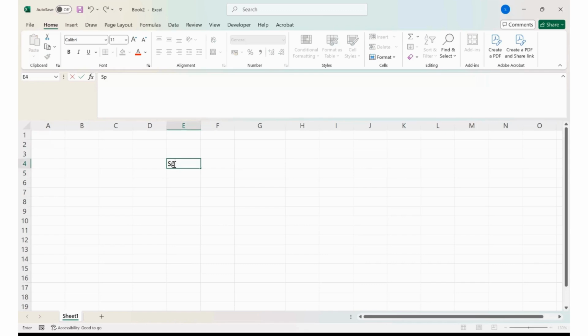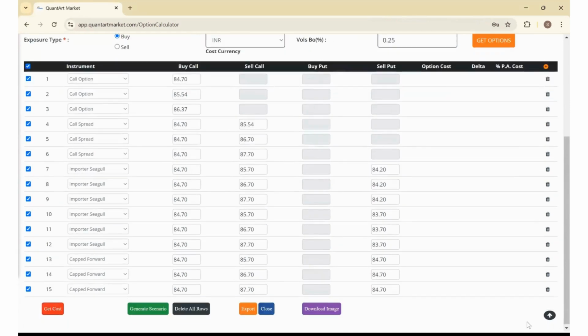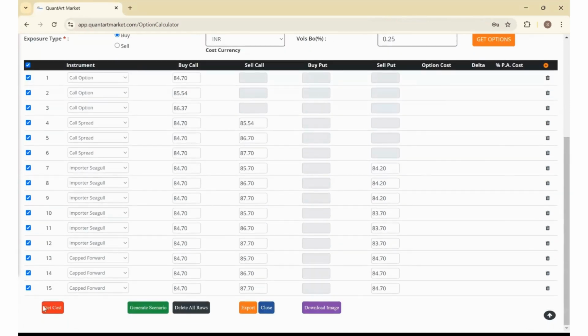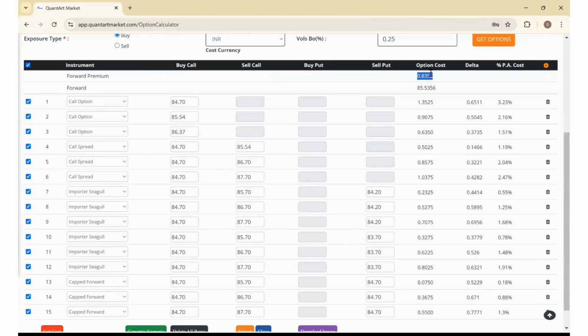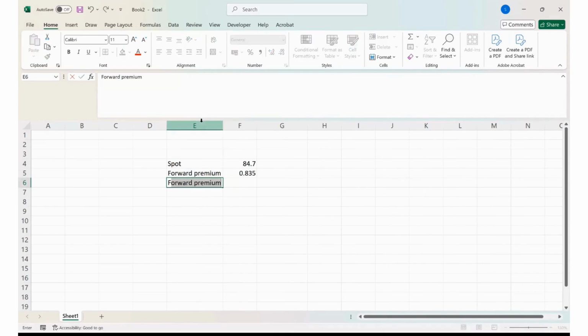So for now, I'll just write like this: spot 84.70 today, and forward premium, right? Is how much? Forward rate. Let's take the forward rate. Yeah, the forward premium is 83 paisa, so I'll write it like this: 0.83, 83 paisa, or 8350, is the correct forward premium, right? Now, what is the forward rate? Forward rate is 84.70 plus 0.83, so 85.5350. This is tenor 6 months.